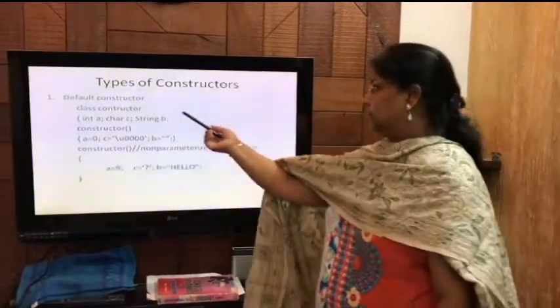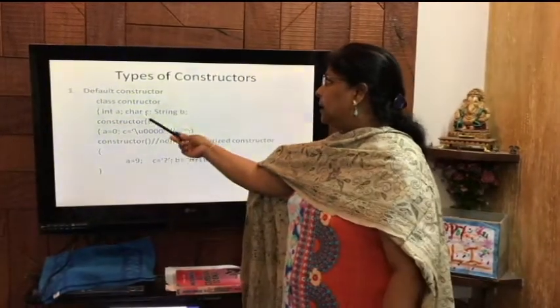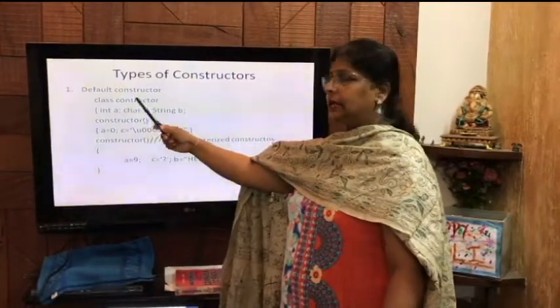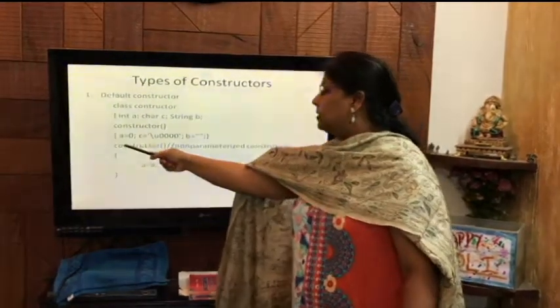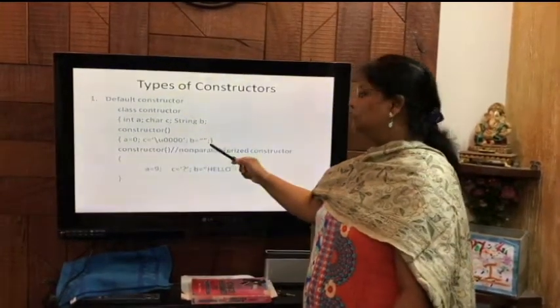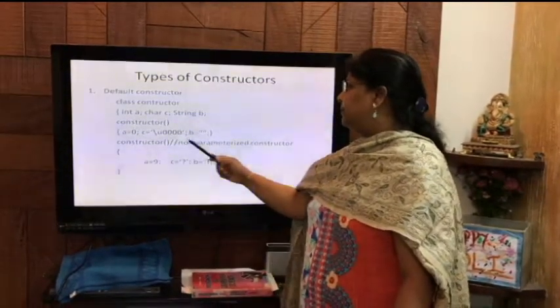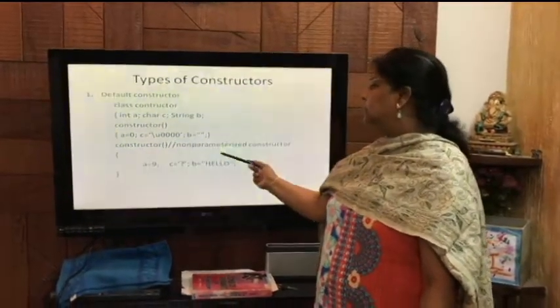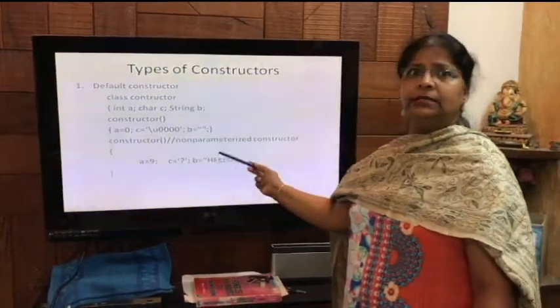So default constructor. If you will see over here, I have three variables A, C and B. One of int type, the second one is of character type, the third one is of string type. I am initializing all three variables by their default values. So it is a default constructor. The second one is again a default constructor, but this is with the values given by the user. So we call this a non-parameterized constructor.